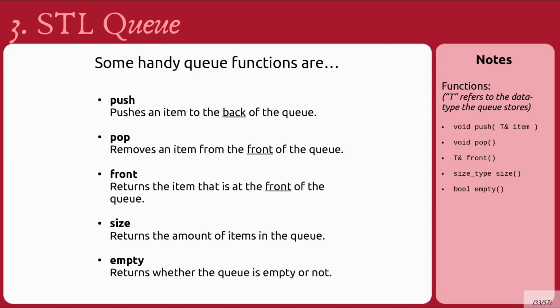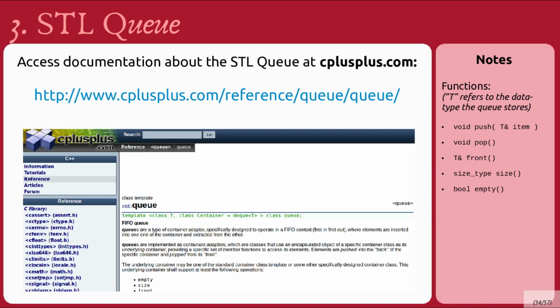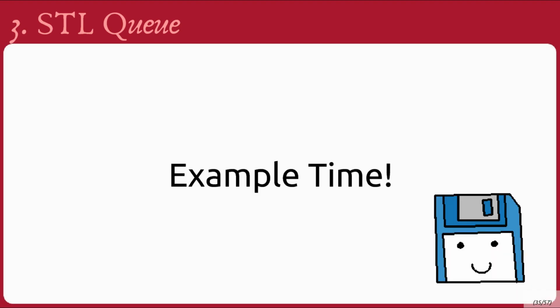Some handy queue functions are push, to add an item to the back of the queue; pop, to remove an item from the front of the queue; front, which returns the item at the front of the queue without removing it; size, to get the size; and empty, to get true or false on whether it is empty or not. For more information about the queue, go to the reference page. And now for an example.